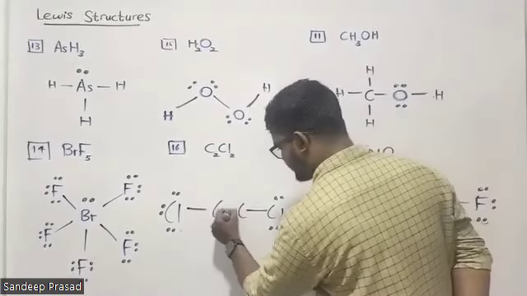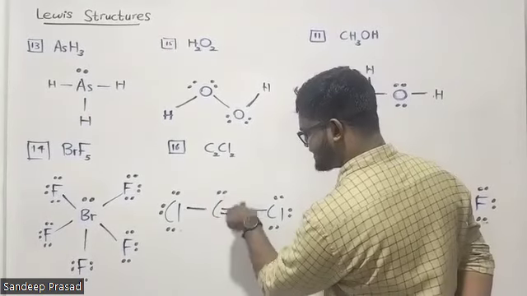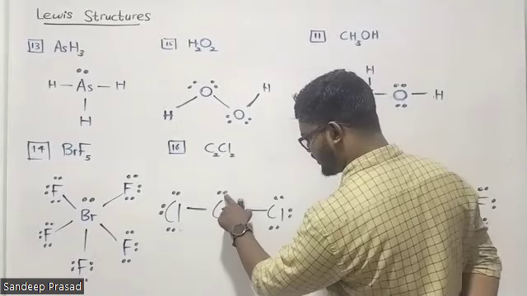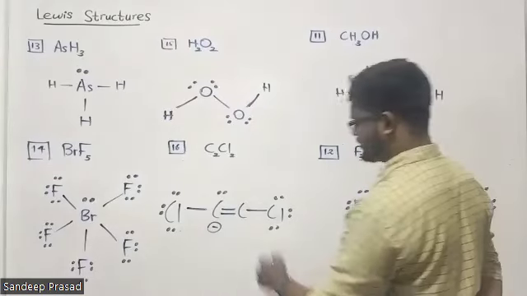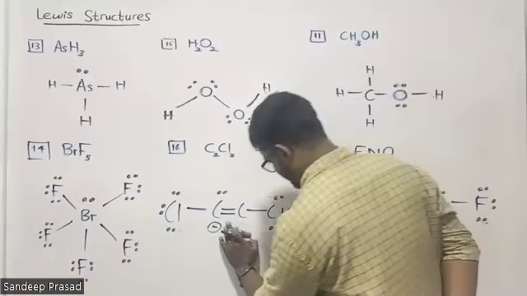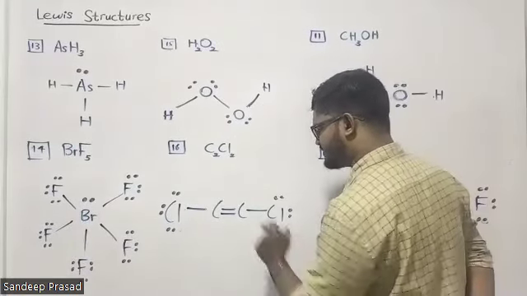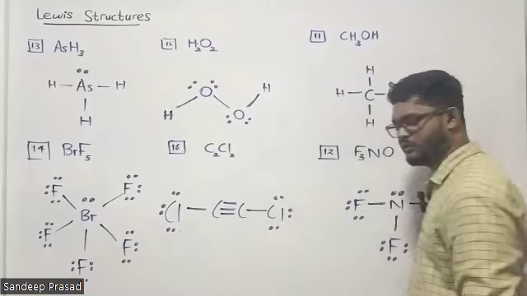Then what about if I put a double bond and a lone pair? Then the octet is satisfied. 2, 4, 6, 8. But count the electrons. 1, 2, 3, 4, 5. Valence electrons are 5. Again, we have a negative charge. So we can't do that one also. So what about if we try a triple bond? Yes, better we try a triple bond.